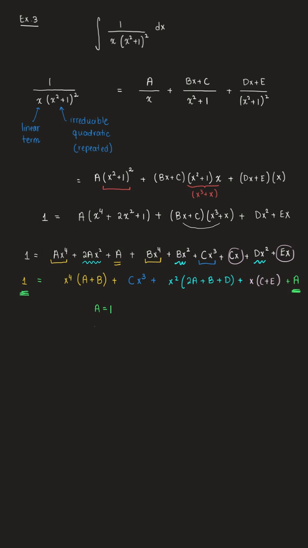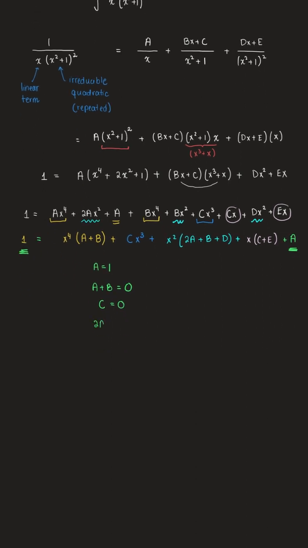So that's telling us that a plus b, the coefficient of x to the fourth, has to be 0. c has to be 0. 2a plus b plus d is also equal to 0, and c plus e is also equal to 0. All right, so let's work on what these equations are telling us. We have a is 1. Since a plus b is 0, that tells us that b has to be -1, so that a plus b gives us 0.